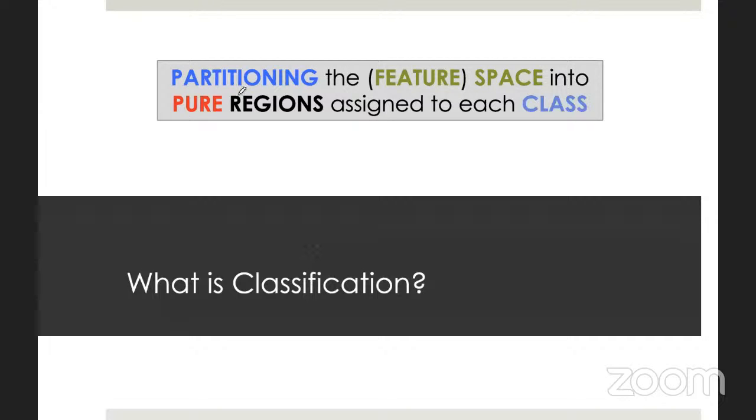There are a few terms which we need to understand. Classification is all about partitioning some space. What is the space? The feature space we have to partition into pure regions assigned to each class. All right, so let us take an example to understand what this definition means, and we'll come back to this definition after that. Let us see whether the sentence that we have here makes sense to us or not.